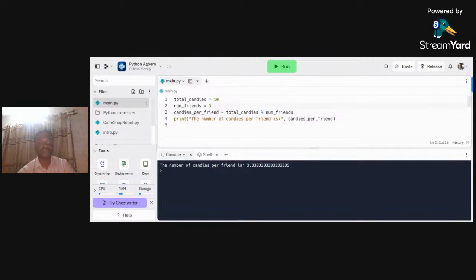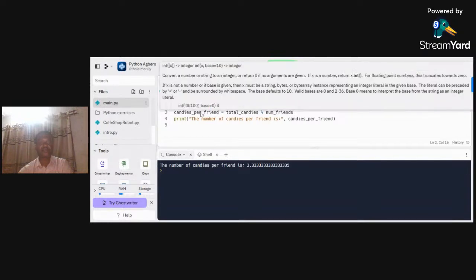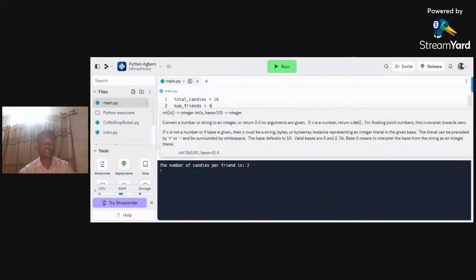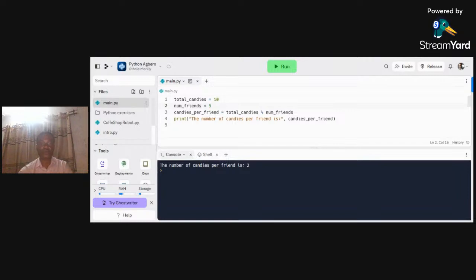So let me put modulo 4. 10. So this will be total candies, number of friends. So it will be 10 modulo this. So 10 modulo 4. So let's run this and see how this goes. So it shows that 4 went into 10 two times, and then there was a remainder of 2. Now let's do 5, and you see how this operator works. 10 divided by 5, is there anything left? No. There's no remainder, so it gave us 0.